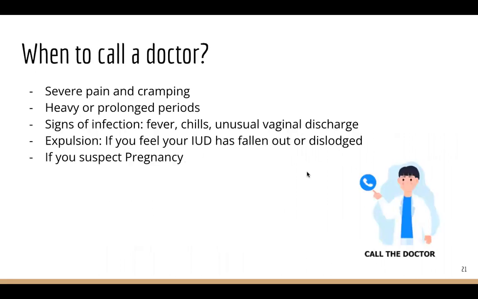When should you call the doctor about signs and symptoms about IUDs? When there's severe pain and cramping, heavy or prolonged periods, signs of infection such as fever, chills, or unusual vaginal discharge, expulsion, which is when you feel that the IUD has fallen out or dislodged, or if you suspect pregnancy.